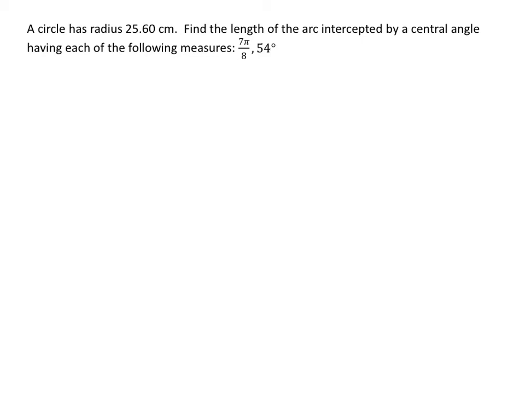For this one, we're going to look at two separate circles. First circle has a radius of 25.6 centimeters, and we have an intercepted arc with 7 pi over 8. So what I need to think about with regards to 7 pi over 8 radians. Remember how we said there are 2 pi radians in a circle? That means that there's pi radians in half a circle. And 7/8 is just under half a circle. So it'll be like this.